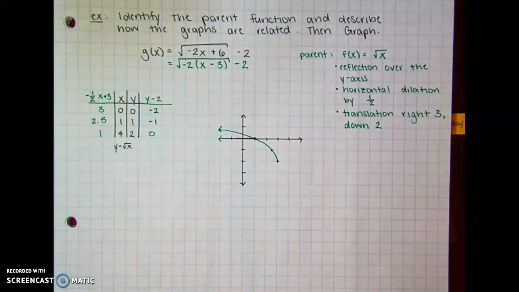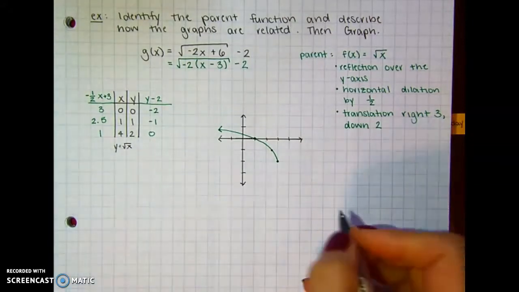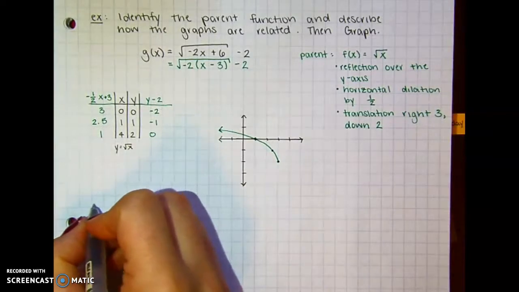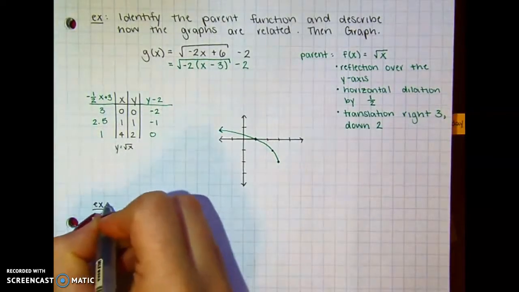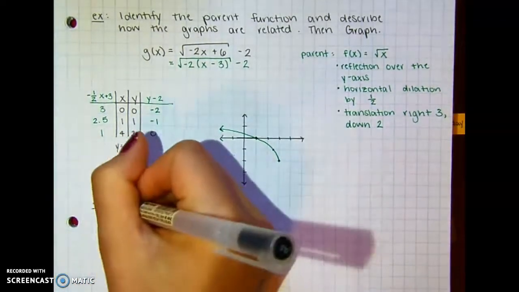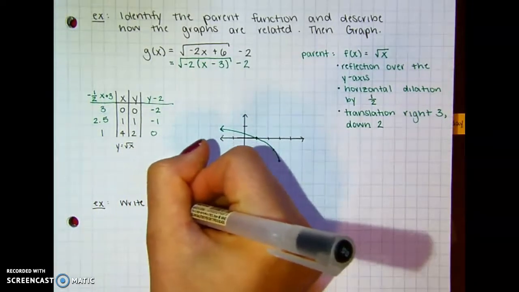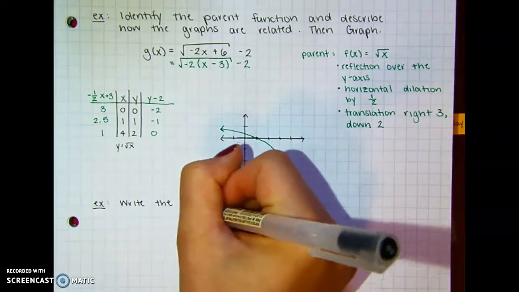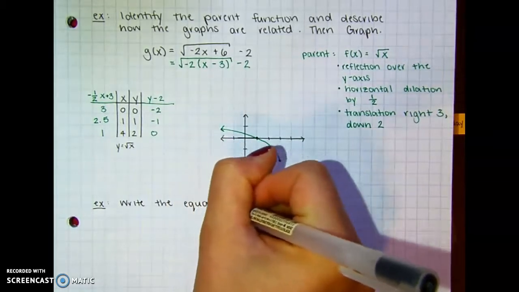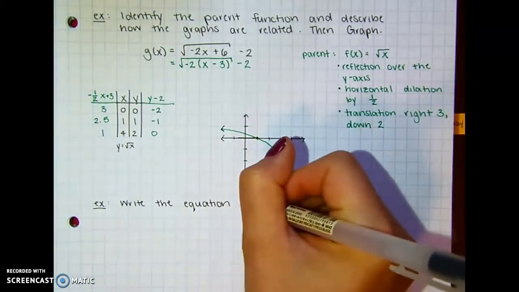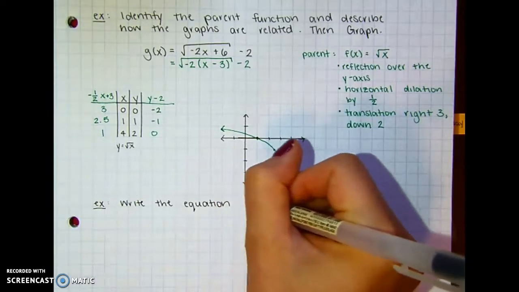So let's do an example now of given a graph, what is the equation? So write the equation for g of x. Well, we already used g of x. Let's use h of x. Write the equation for h of x.